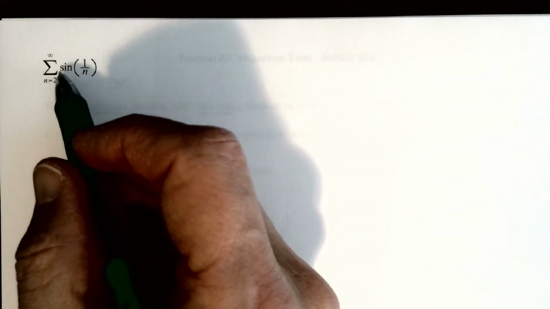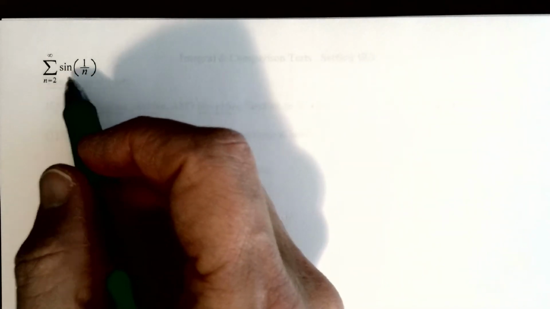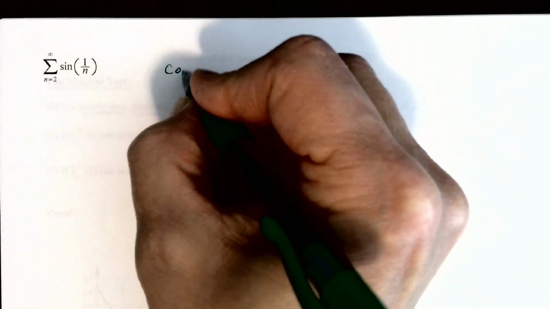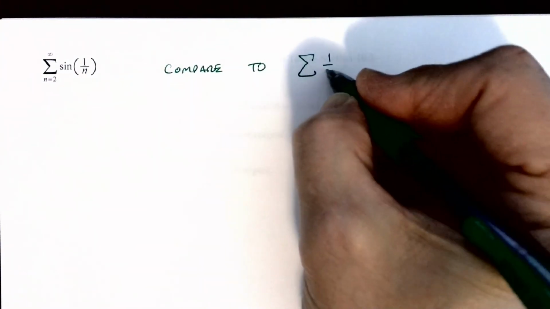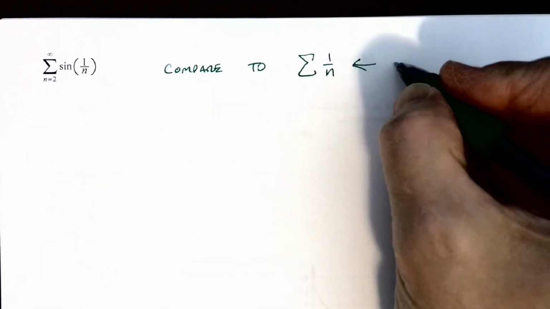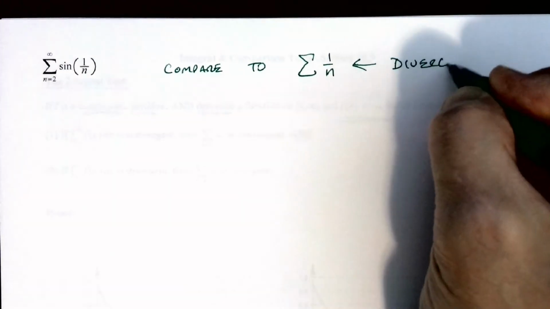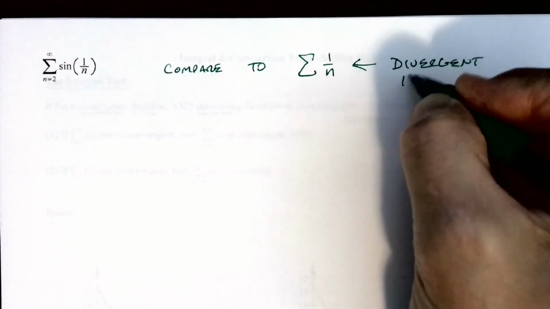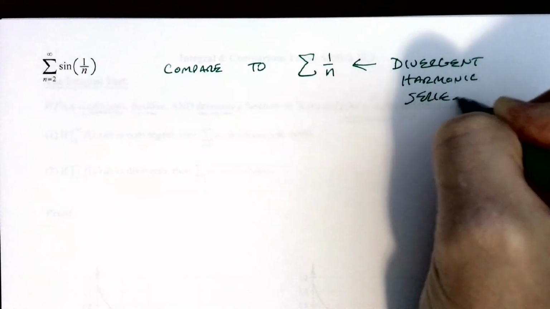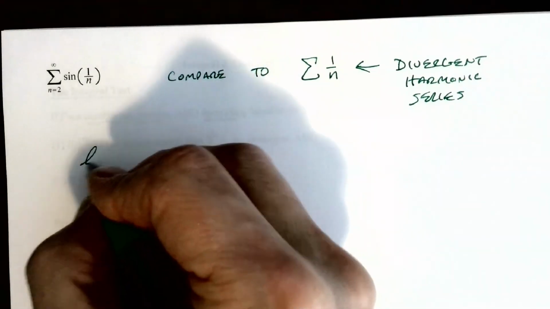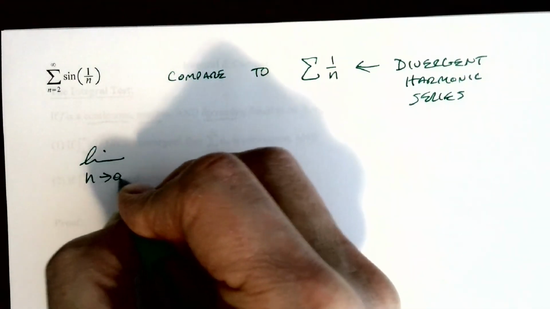Another thing to note, by the way, is that this series does have some terms that are negative in it. But I'm still going to compare this using limit comparison. I'm going to compare to this series, just the 1 over n. I know this is the divergent harmonic series. So let's take the limit as n goes to infinity.